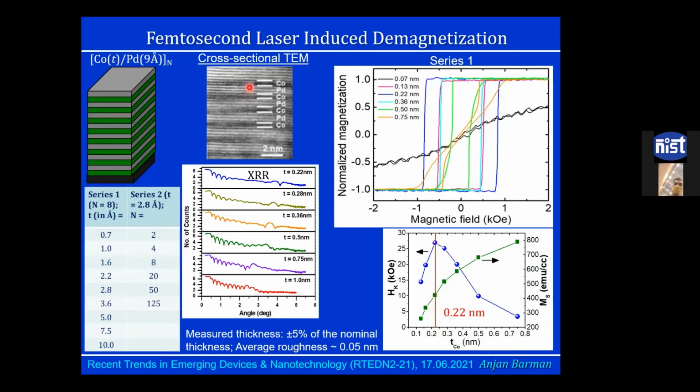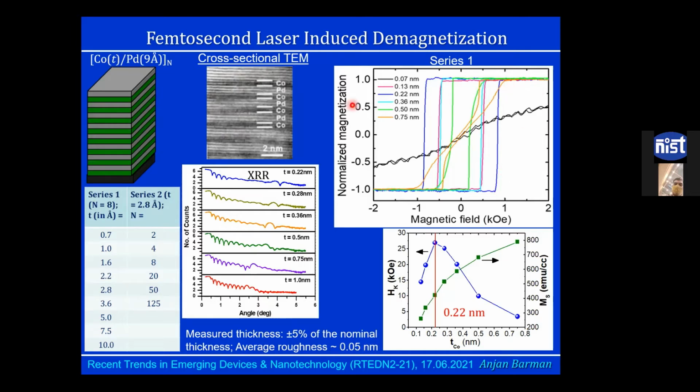And here is an example cross-sectional TEM, which showed that they have very nicely staggered planes. And X-ray reflectivity also gives measured thicknesses within plus minus 5% of the nominal thickness, and the average roughness is also very good. So the interface is very clean. And we did the measurement.